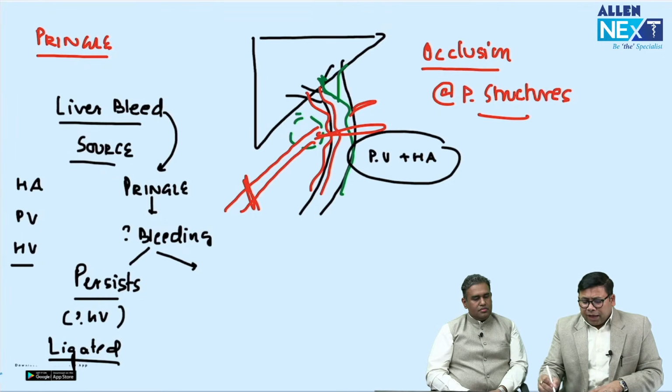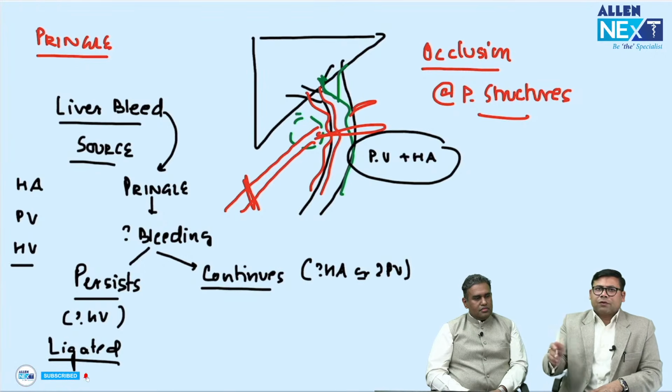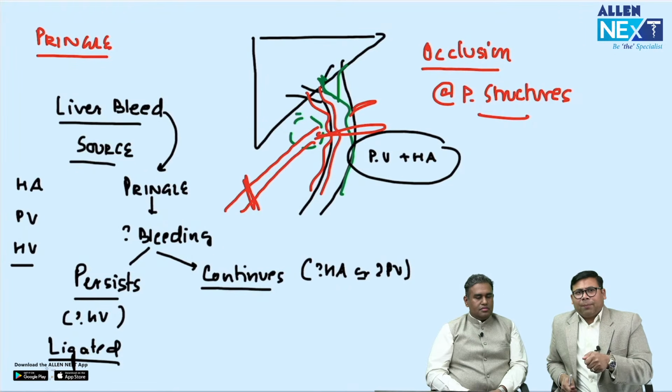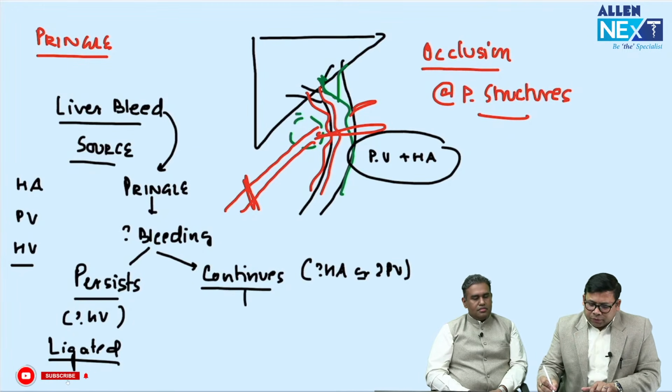Now if the bleeding actually continues, you have to understand that it could be from the hepatic artery or from the portal vein. This time you will release one of the structures. Suppose I am clamping the portal vein, I will release the hepatic artery. If the bleeding doesn't happen, that means it is the portal vein which is injured. Suppose I release the hepatic artery and keep the portal vein clamped, and after releasing, the bleeding starts, that means the hepatic artery is the culprit.